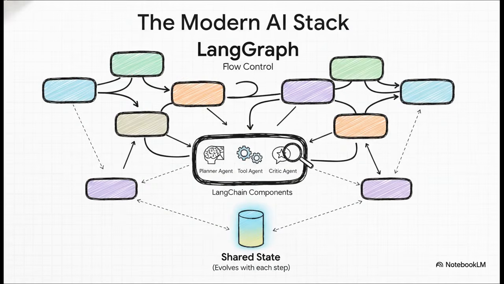So here's how it actually works. LangGraph is your high-level manager, right? It's the governor controlling the overall flow. But what's happening inside each of those nodes in the graph? Well, that's your LangChain components doing the actual work. You might have a planner node that uses a LangChain chain, then a tool node that uses a LangChain tool agent. LangGraph decides what to do next, and LangChain handles how to do it at each step.